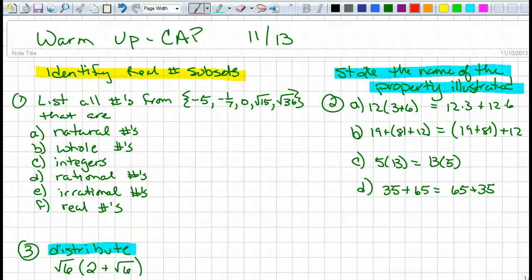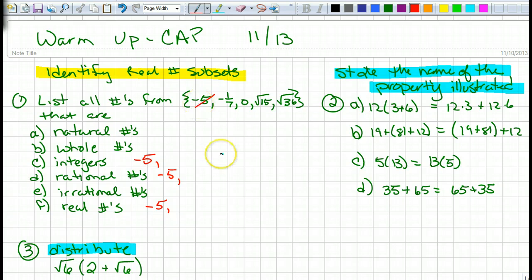So the point of this one is actually to take each one of these numbers and put them in their categories. Okay? So -5, where does that belong? Integers is one place it belongs. It also belongs in... Whole numbers. Nope, whole numbers has to be zero. Rationals, yes. Real numbers. Okay, so we got -5 done.